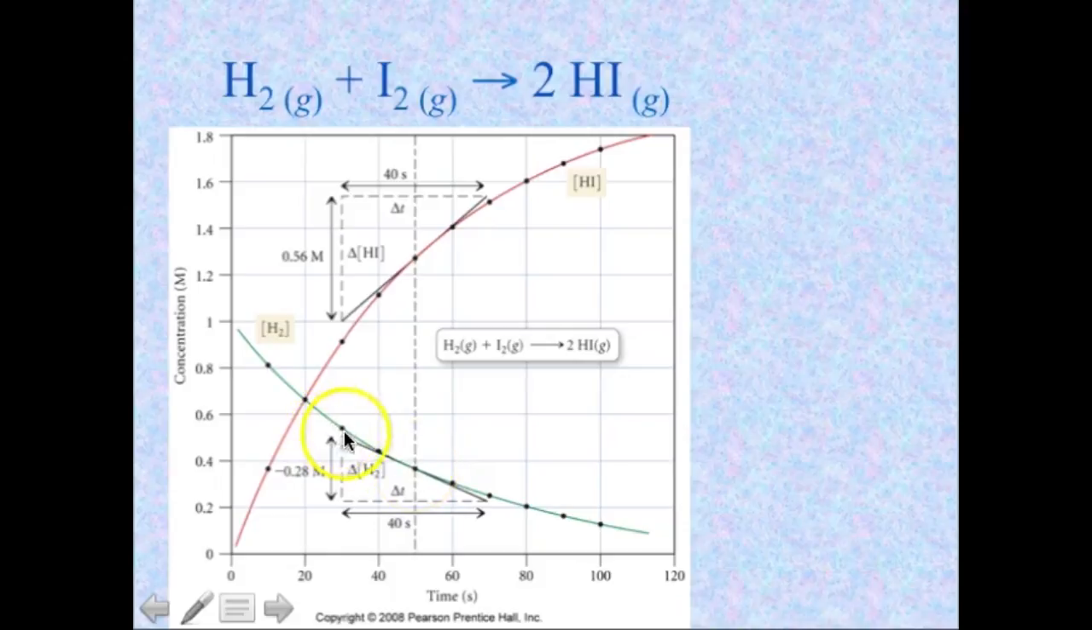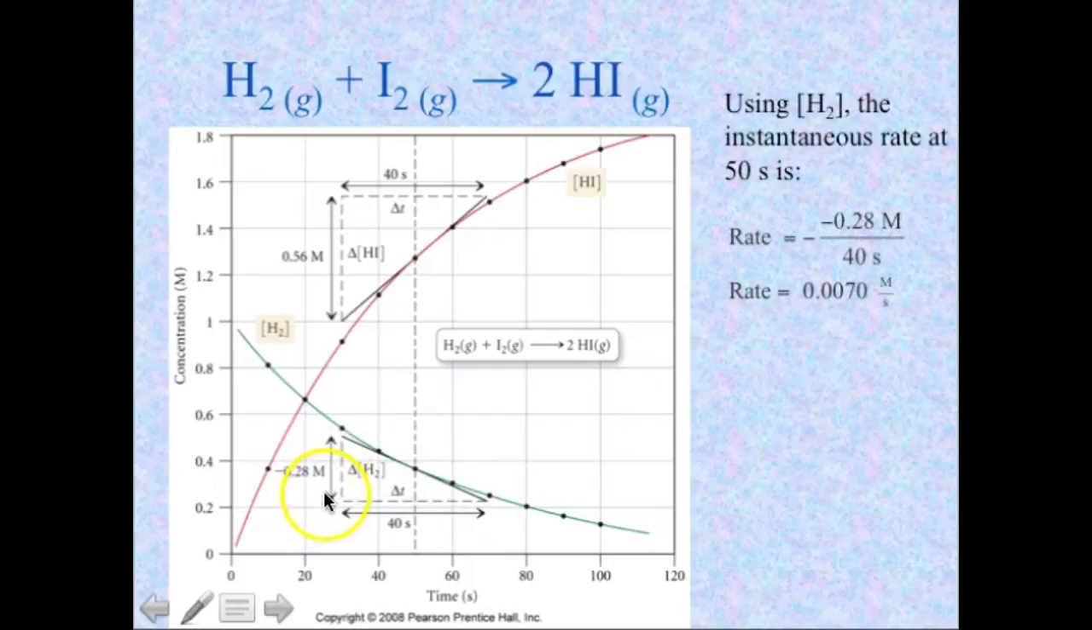We draw a line tangential to the 50-second point, and we look at rise over run. That is the value of the rise at the beginning of the line and the value of the run on the horizontal portion of the line. So we look at rise over run for this line to get the slope.